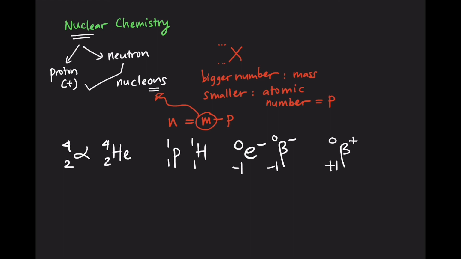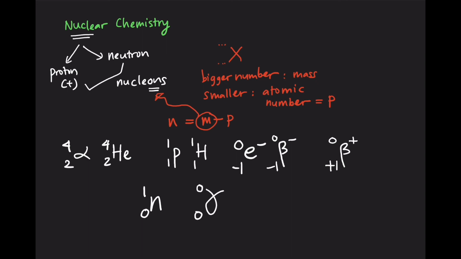So again, this is the alpha particle, this is the proton, this is the electron, and this is the positron, or the positively charged electron, having the same mass. Other common particles would be the neutron, which is 1 in the mass and 0 in the charge, and also gamma particles, which are actually 0 and 0.